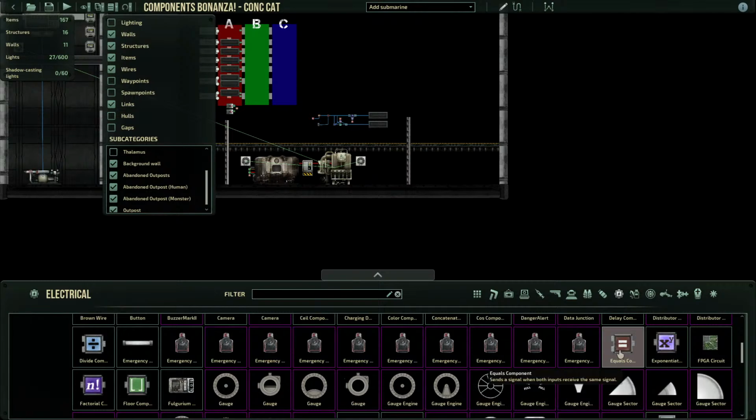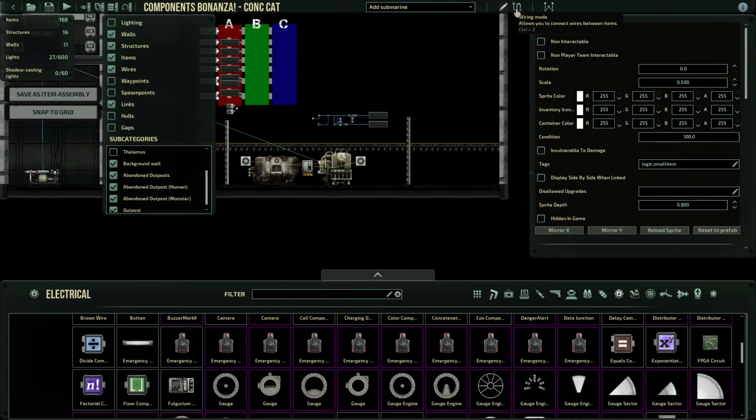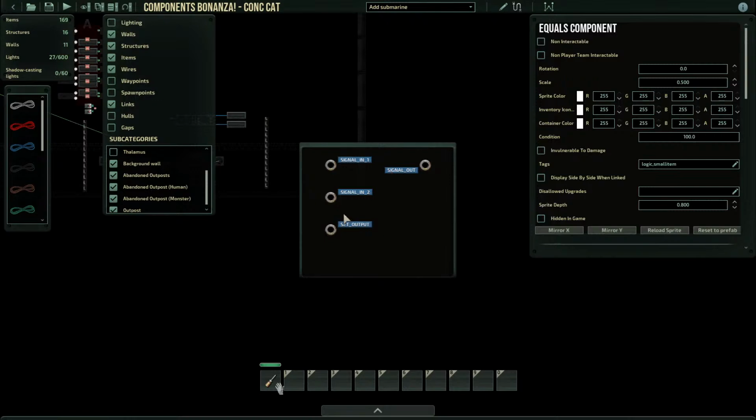Where were we? Division, delay component. We've already talked about those. Division component should be obvious. Equals component just compares two signals, and if they are equal to each other, then it sends the true output.